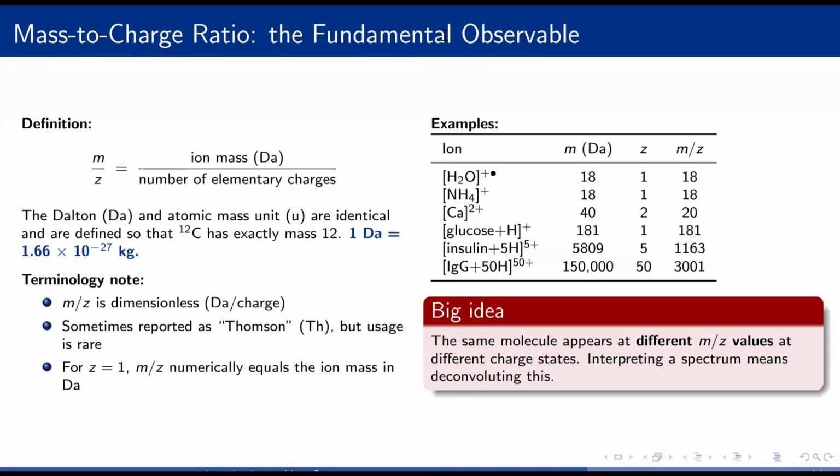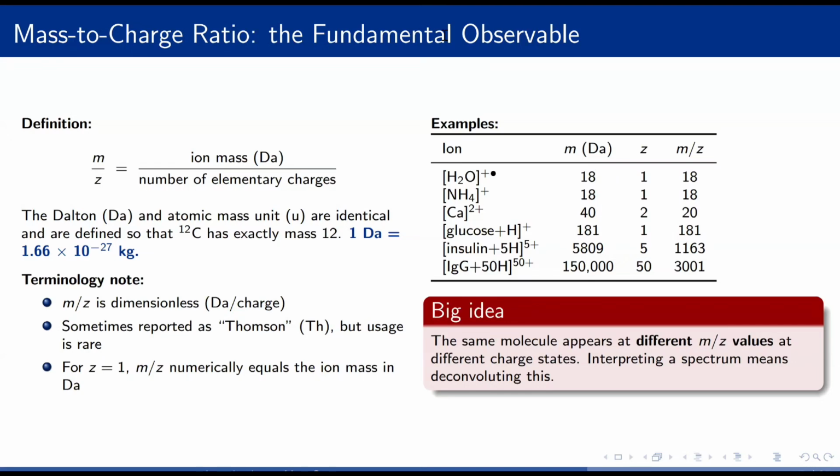A point of terminology: the mass unit we use is the Dalton, symbol Da. It's defined so that a carbon-12 atom has a mass of exactly 12 Daltons. 1 Dalton is about 1.66 times 10 to the minus 27 kilograms. You'll sometimes see the atomic mass unit U used interchangeably. They are identical. Chemists tend to use Dalton, physicists sometimes use U. Don't let the switch confuse you.